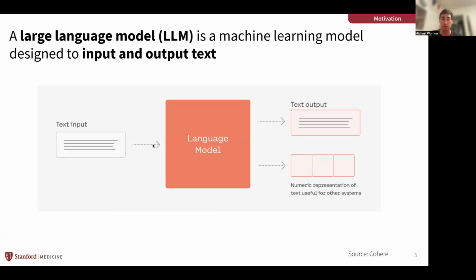As you can see in the diagram here, on the left-hand side, this large language model is ingesting text, like English, otherwise known as natural language. And on the right-hand side, the model outputs text in response. So basically, you can just think of it as a function that takes as input text and outputs text.